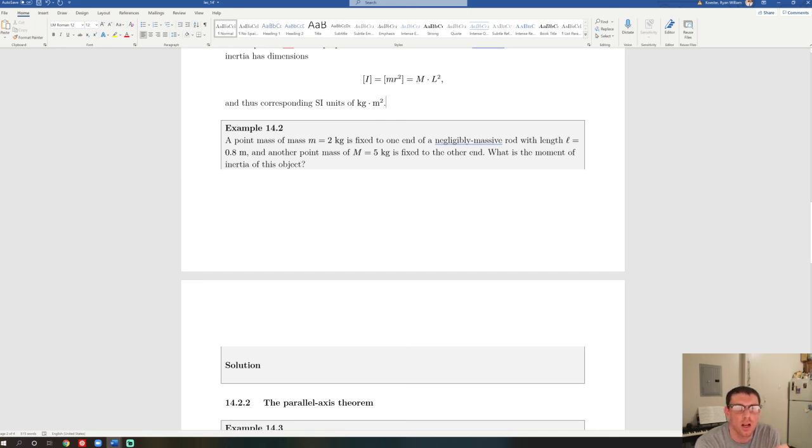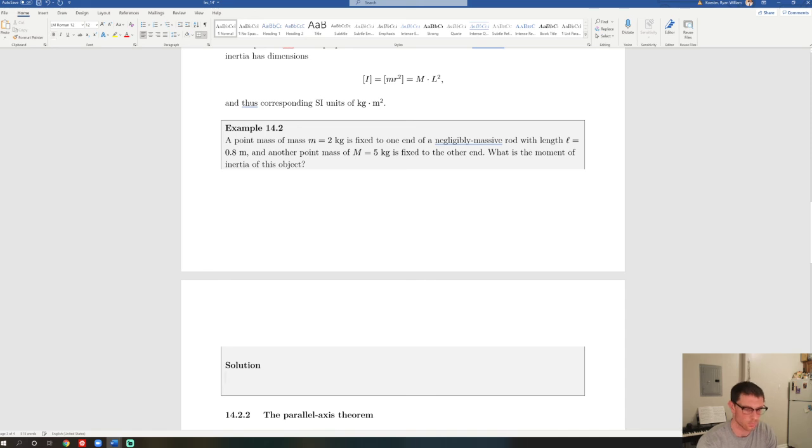Okay, now this is kind of a loaded question. Well, it depends. We have to first define an axis of rotation. And so I'm going to sketch this, and then I'll draw in my axis of rotation.